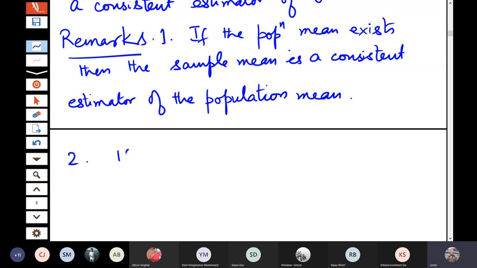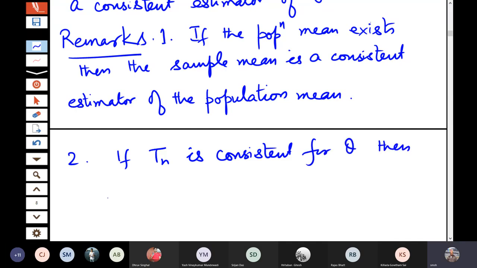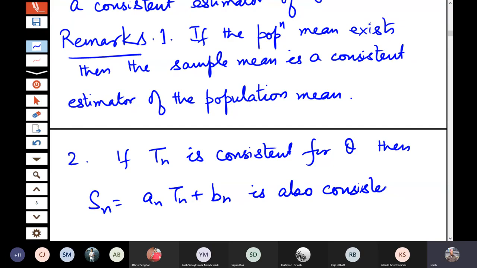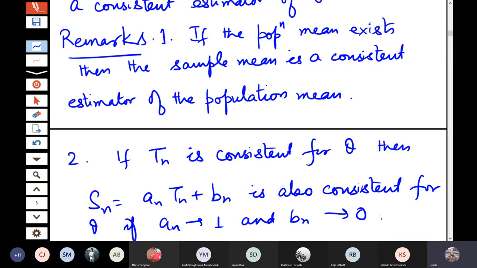Second is that if Tn is consistent for theta, then say, let me put it as Sn. Sn is say An Tn plus Bn, is also consistent for theta if An goes to 1 and Bn goes to 0. So consistency is a large sample property, therefore it has certain flexibility unlike the unbiasedness.